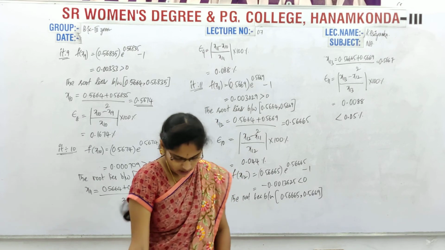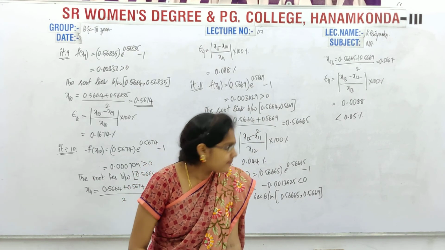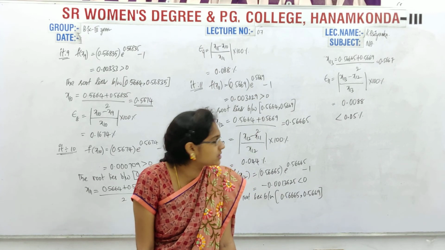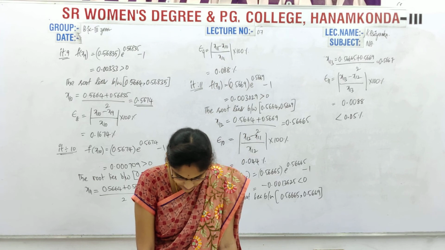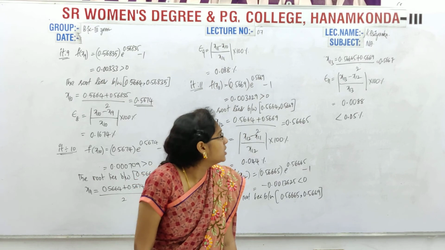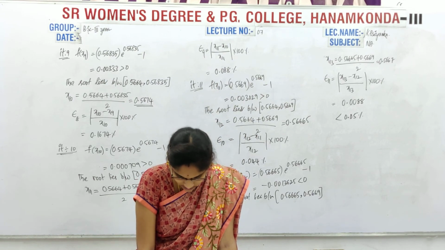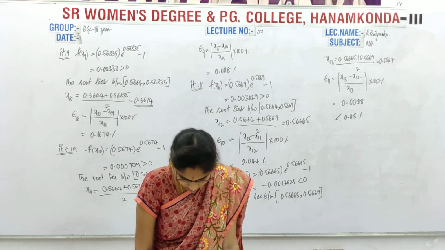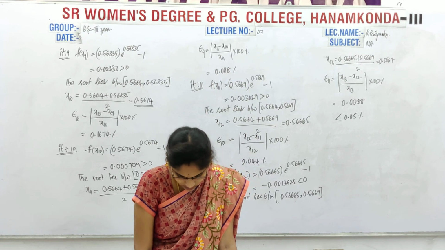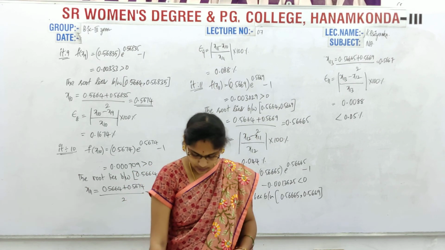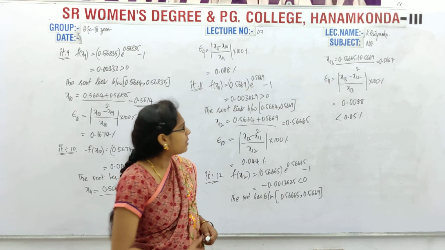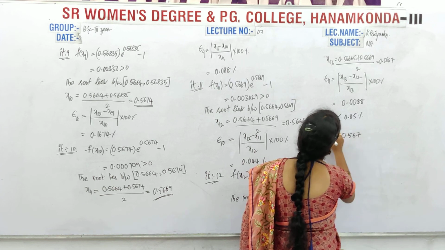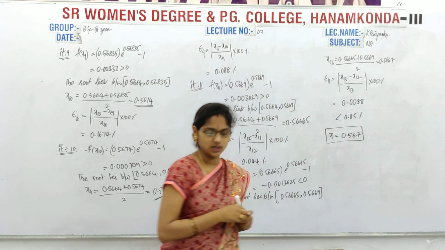Clear? So now this is the problem, and here we have to take the tolerance and finally write down. Therefore the root is 0.5667. What they mentioned, up to 3 decimals they asked. So up to 3 decimals means therefore the root x is equal to 0.567. Therefore the root is 0.567.